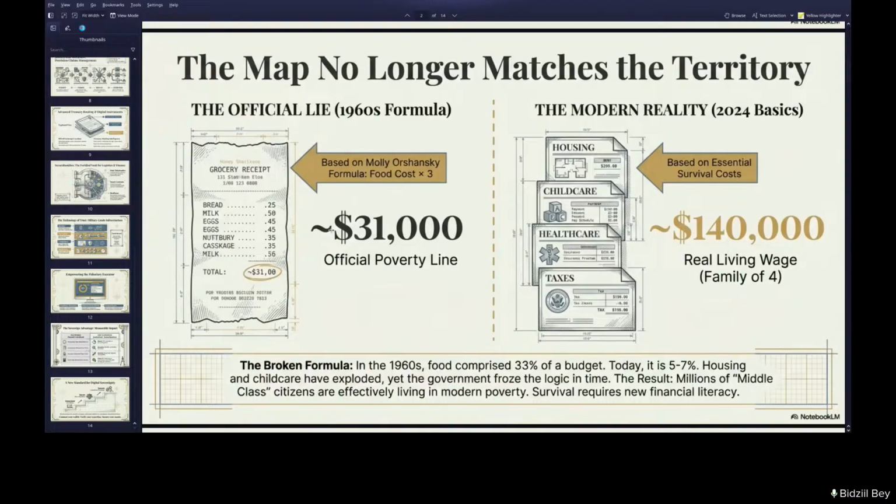That clarifies the link. So the money we saved on food has been immediately consumed by rent and premiums, which are mandatory. Correct. The original formula became meaningless the moment housing and healthcare became mandatory, disproportionately large expenses.